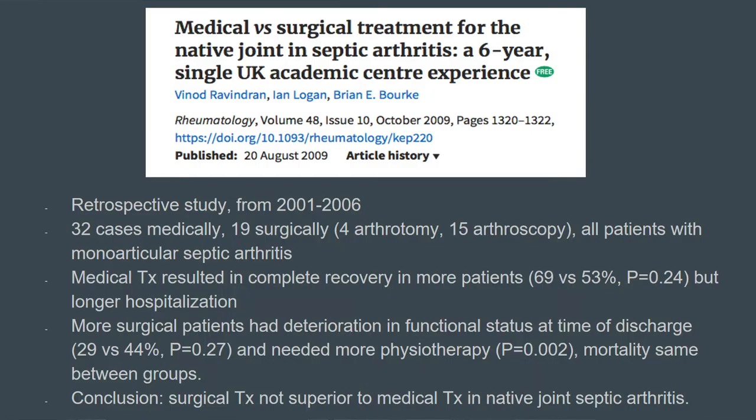Over here, this was another similar retrospective study looking at 32 medical and 19 surgical cases with monarticular septic arthritis. And then the medical treatment resulted in complete recovery in 69 versus 53% of the patients that underwent surgery, but they had longer hospitalization. And then more of these surgical patients had deterioration in their functional status, and more of them needed physiotherapy, which makes sense. So they concluded that surgical treatment's not superior to medical treatment.